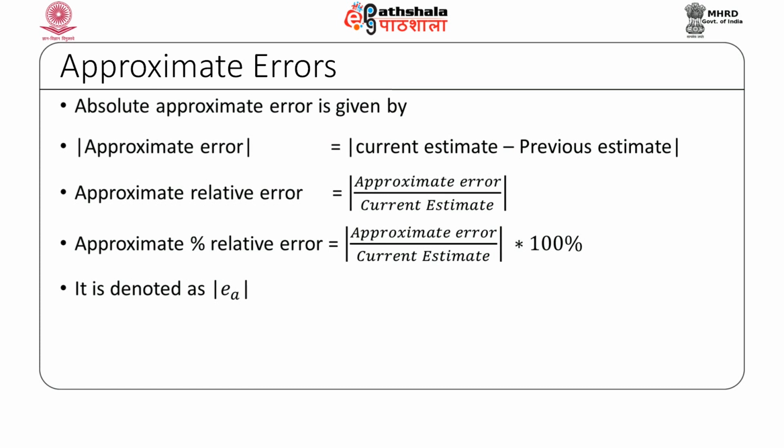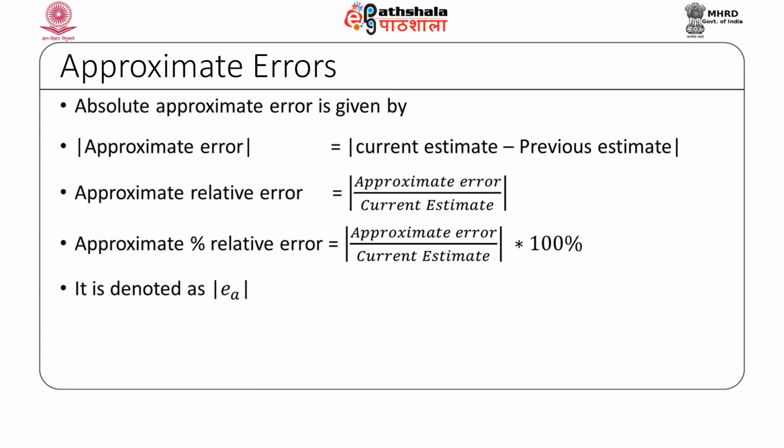And similarly, the other terms: approximate relative error will become absolute approximate error in the numerator, divided by the current estimate. And in order to calculate the approximate percent relative error, we multiply the approximate relative error by 100. This approximate percent relative error we denote by small e with suffix a for approximate. So, absolute value of E.